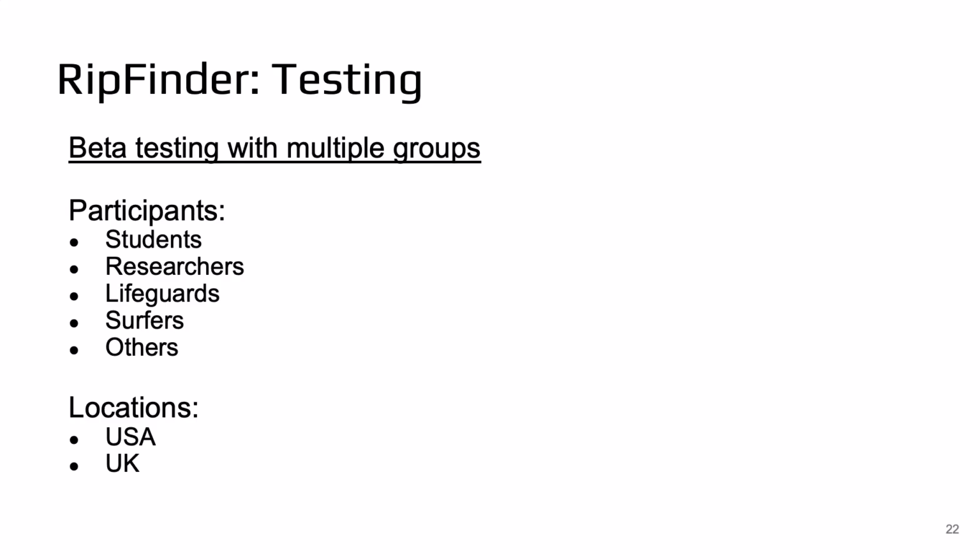So we still have the app in the beta testing phase, mostly with expert users. We tried multiple beta testing groups in various places all over the US, and there was one group in the UK. The participants are mostly students with some knowledge about rip current detection, researchers, of course, including me, some groups of lifeguards and surfers, and others. So we are trying to expand as we improve the app and get more feedback from the beta testers. At some point in the future, we really want to release the app to the public, but of course, after making sure it is reliable for any users.